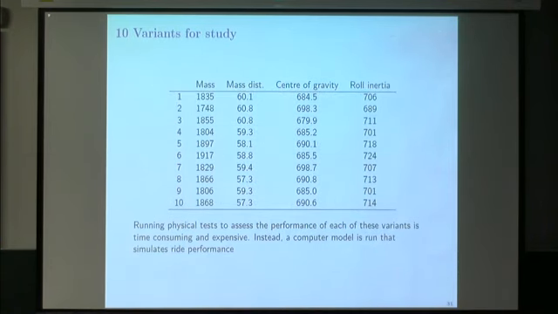So we have 10 different variants, and for each one of these variants, we want to predict the ride performance of the car for a given speed and given road surface, and also choose the best value for the damping. Instead of running physical experiments, we use a computer code to predict these 10 variants.